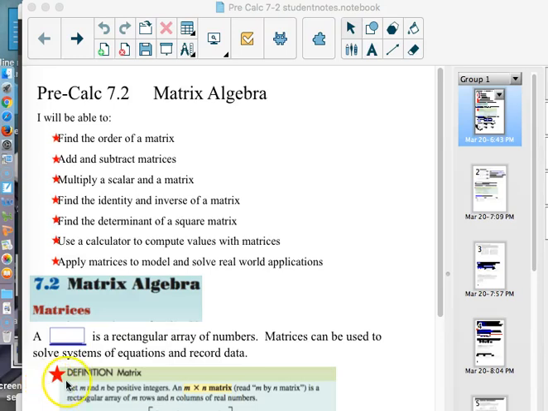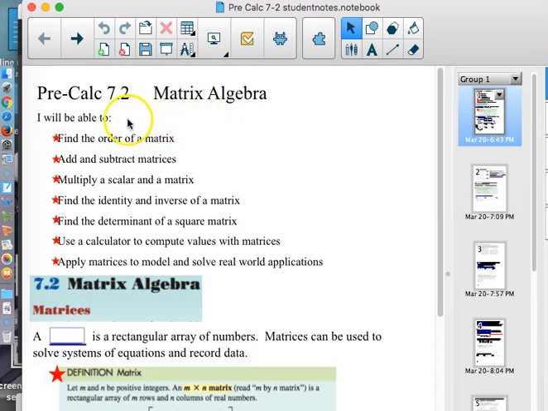This is Pre-Calculus, the lesson for 7-2 Day 1. We're going to start talking about matrices today, which are a very cool way to organize numbers, generally used for large sets of numbers that need to be used in any calculation.